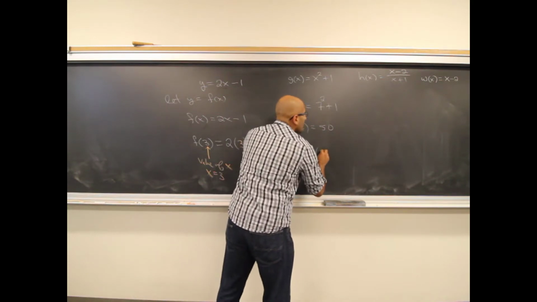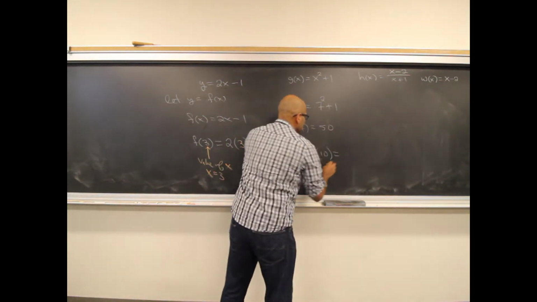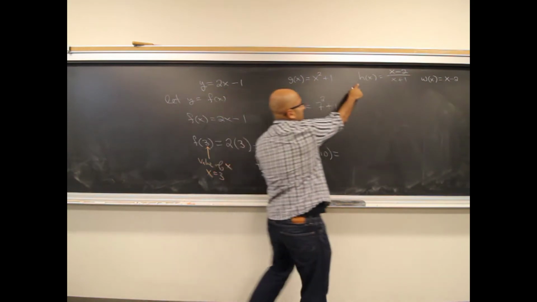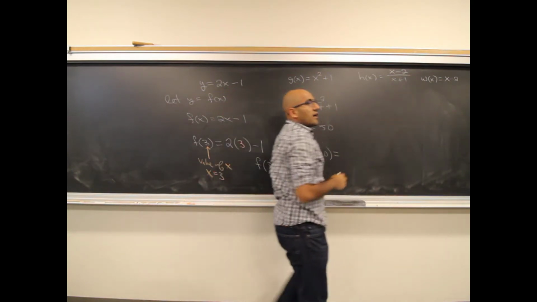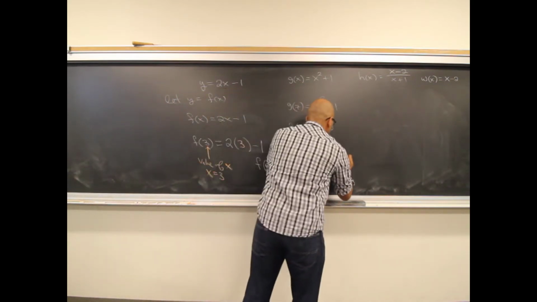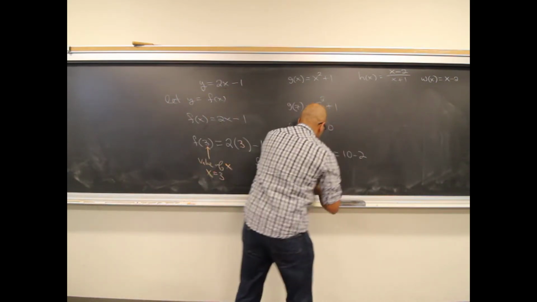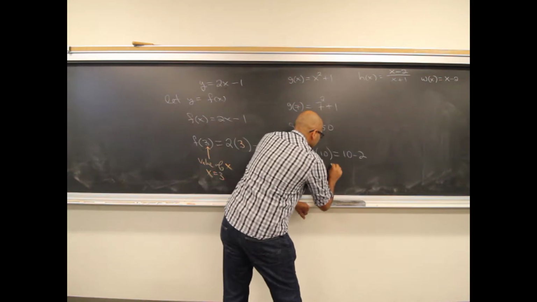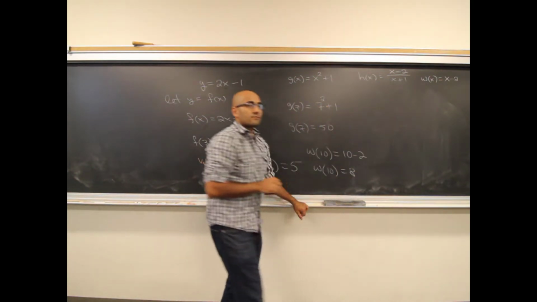No? I can ask about the w function. W of 10. I know it's not this one, it's not that one, it's got to be that one because of the w. That's part of its name, it's its title. So w of 10 is 10 minus 2, which is 8. So I'd write w of 10 equals 8.